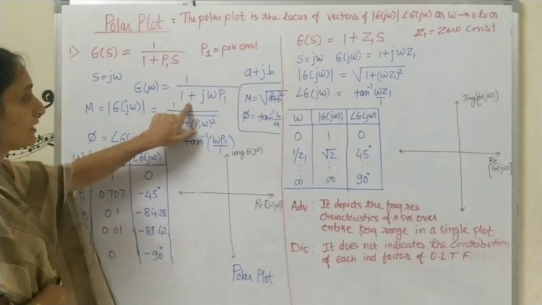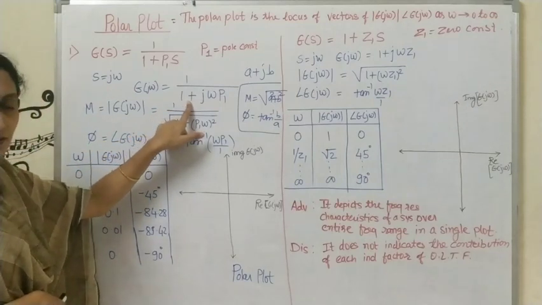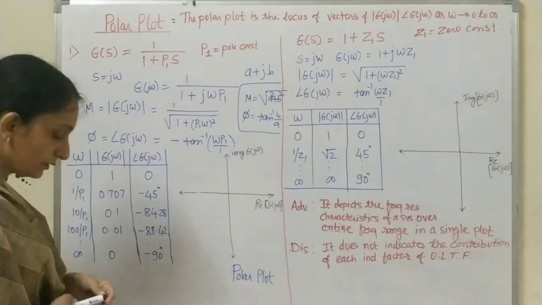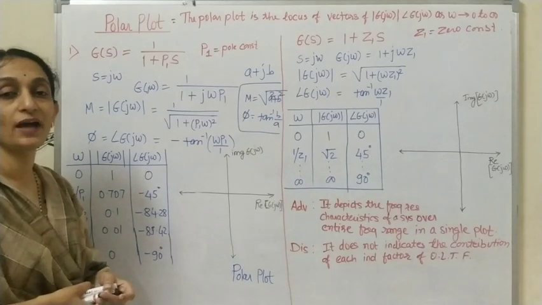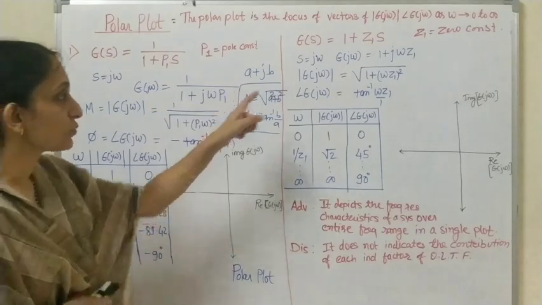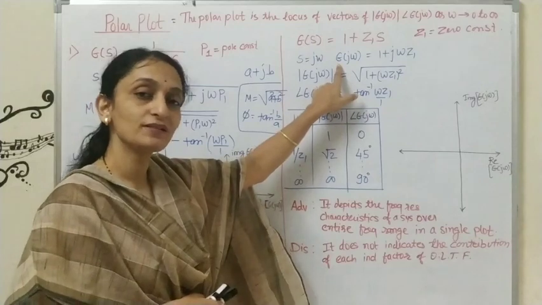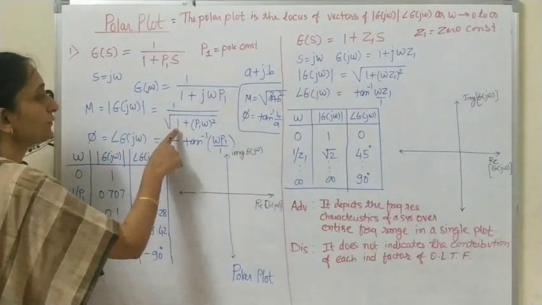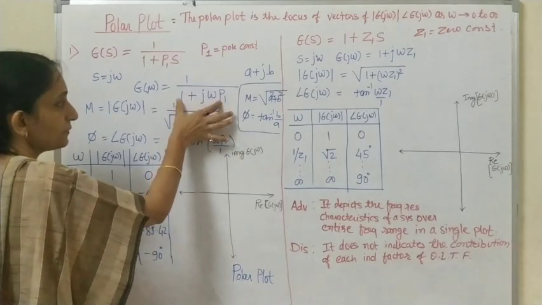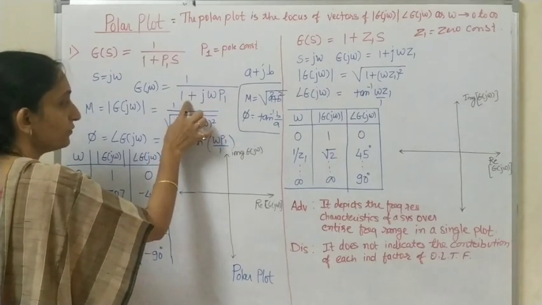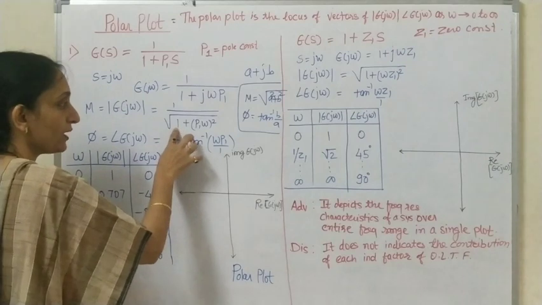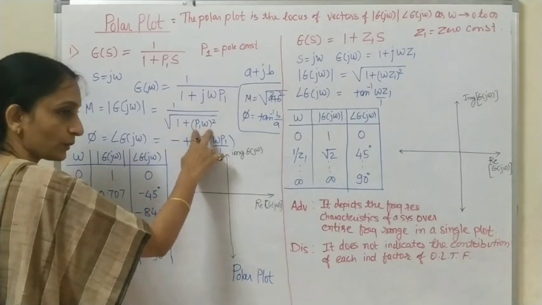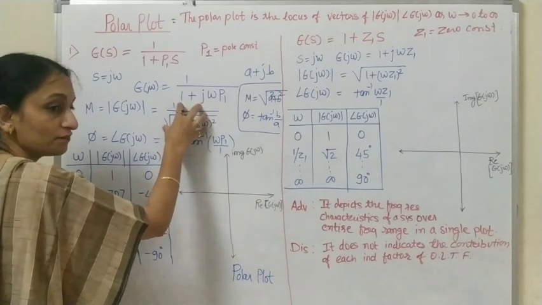Here one pole is there. Please remember, one pole contributes an angle of minus 90, whereas one zero contributes an angle of plus 90. As this term is in the denominator, I have taken 1 upon the square root of 1 squared, that is a squared plus b squared. So this is the form of magnitude.